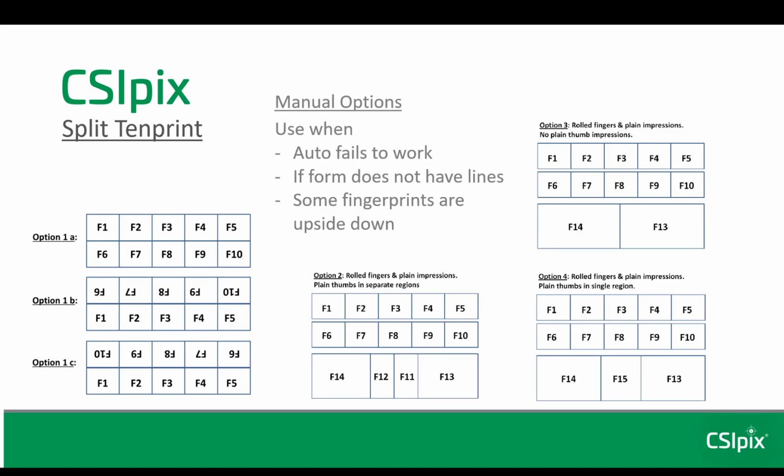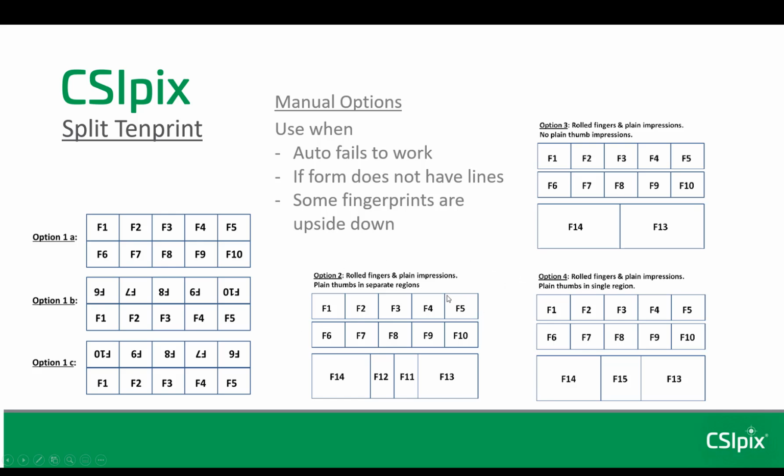As I mentioned, the manual options are for use when the auto segmentation fails to work, if the form does not have lines or they're hidden, and it's also for use with some forms where some of the fingerprints are upside down. Option 1 has 3 sub-options, and it's for 10 rolled fingerprints. The first one, all the fingerprints are right side up. With option B, the left hand is upside down, and F10 is over here on the right. Option C, the left hand is upside down, but F10 is over on the left.